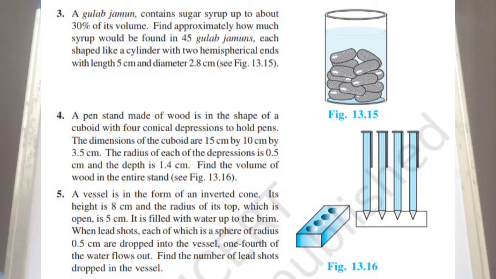So now next question, question number 3. A gulab jamun contains sugar syrup up to about 30% of its volume. That means whatever its volume, a gulab jamun contains sugar syrup up to 30% of its volume. Find approximately how much syrup would be found in 45 gulab jamuns, each shaped like a cylinder with two hemispherical ends, with length 5 centimeter and diameter 2.8 centimeter. So at first, clear the concept very well.